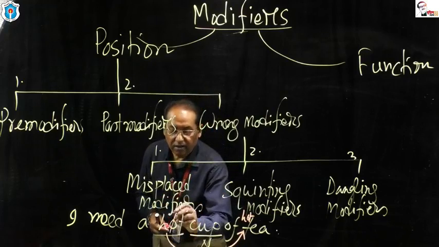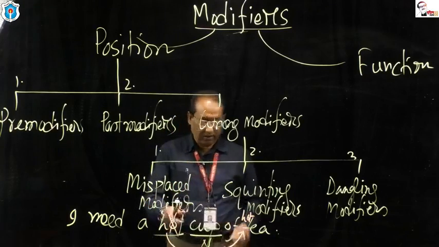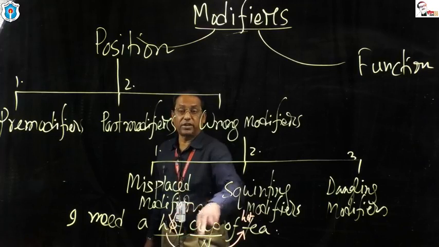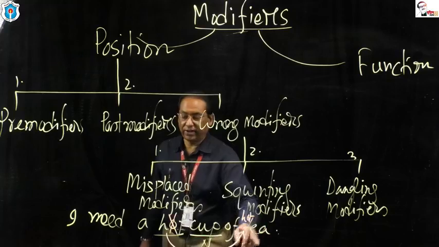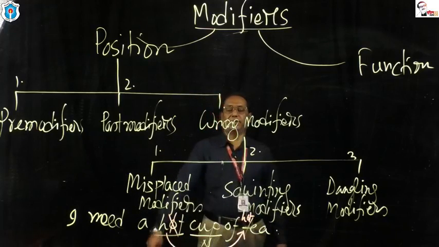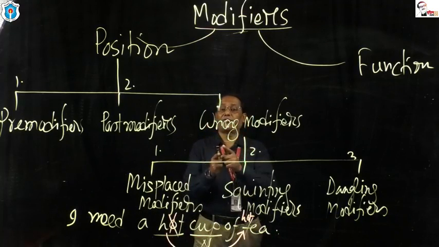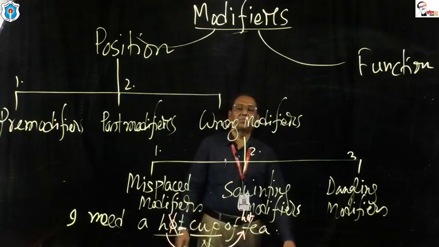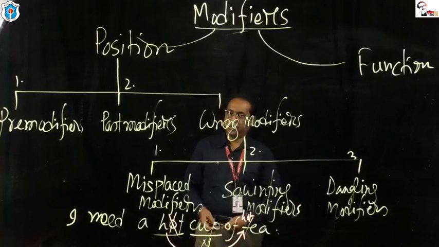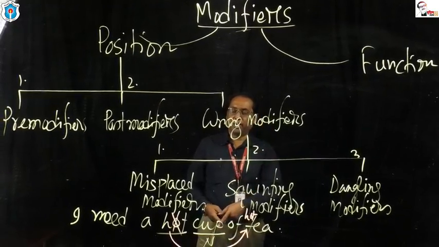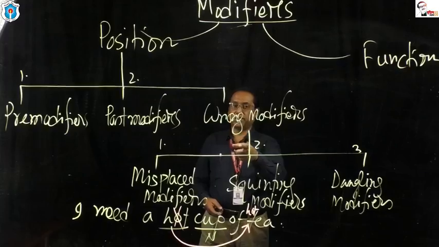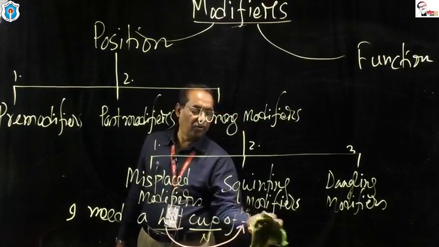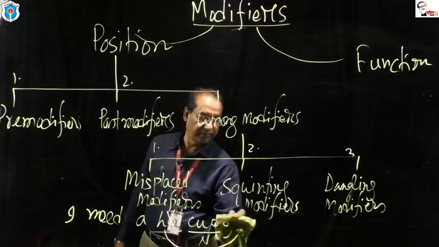So this is the wrong modifier because it is used at the wrong position, before cup. What is the right position? Hot tea. That is, I need a cup of hot tea. So this is the example of misplaced modifier. Use the right modifier at the right position in a sentence. Am I clear? Now, what is squinting modifier?